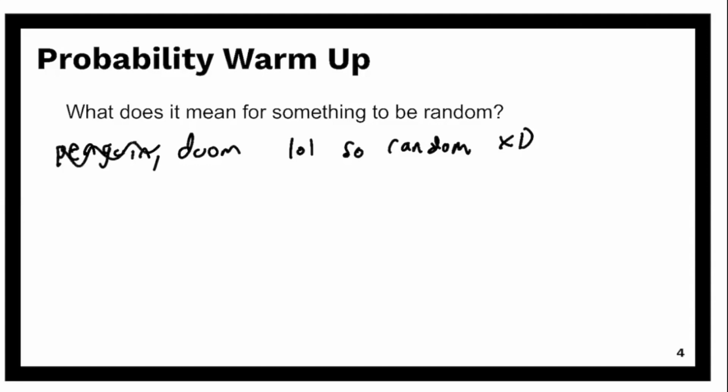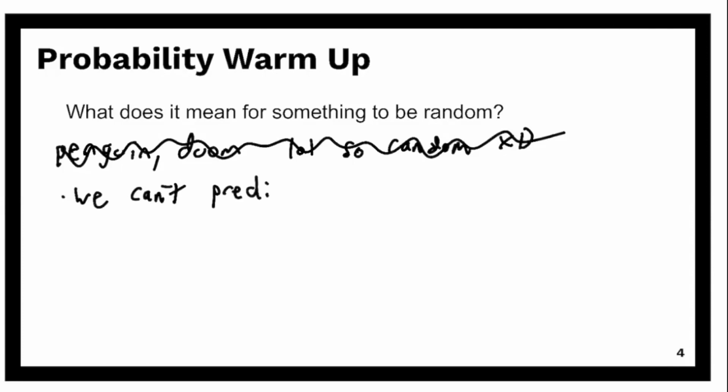So in math, randomness is looking at situations where we can't predict the outcome of a situation. So it's unclear exactly what's going to happen in a situation. A common example is rolling a die or rolling dice. If we roll a six-sided die, we can't be sure what number is going to come up. So randomness in math is looking at predicting outcomes.